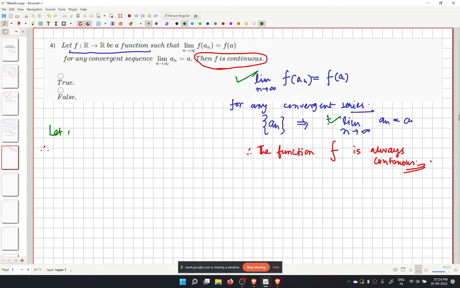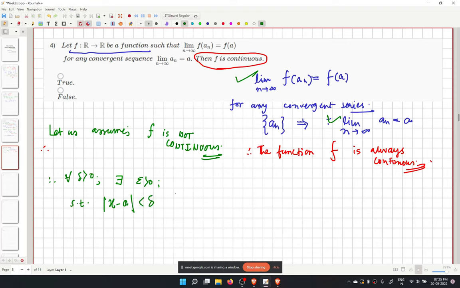So let us assume f is not continuous, which means for all delta greater than 0 there exists epsilon greater than 0 such that |x minus a| is less than delta, but |f(x) minus f(a)| is greater than epsilon.